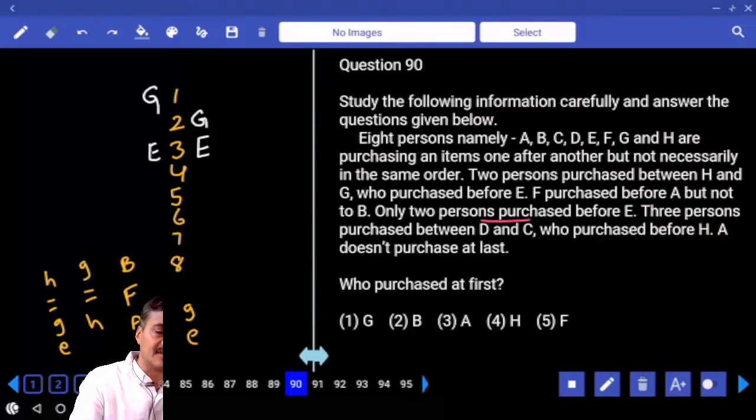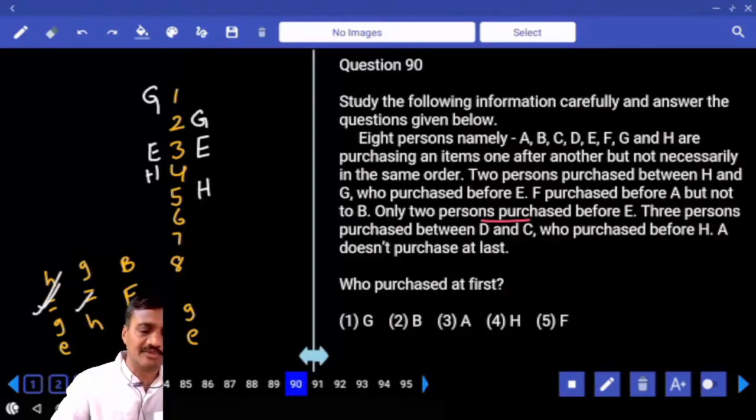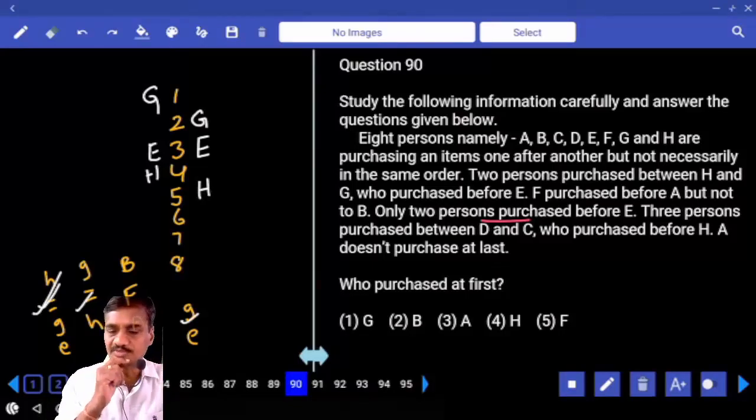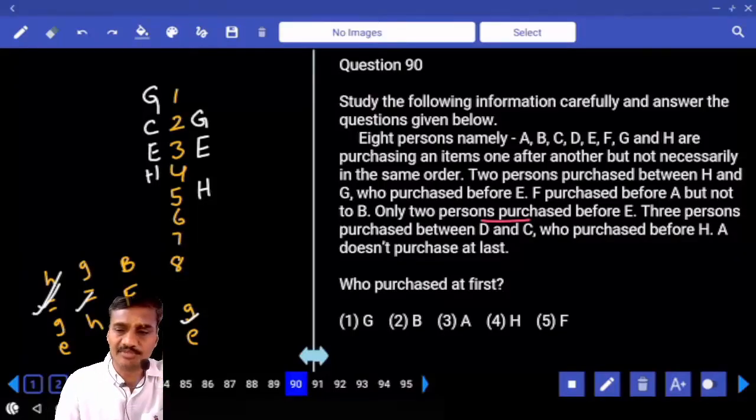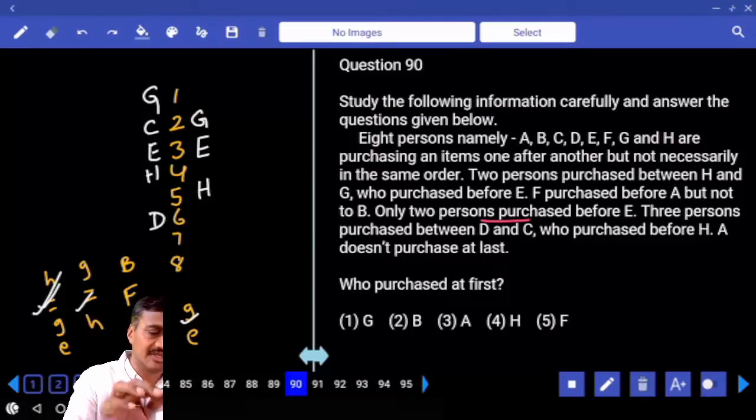Now if E is here, ఇప్పుడు ఈ ఇన్ఫర్మేషన్ between G and H, there must be exactly 2. H is here. Now in this case, between G and H is at this point. Now ఈ ఇన్ఫర్మేషన్ కూడా అయిపోయింది. Then now G is before E. And 3 persons between D and C. D and C who purchased before H. Now C purchased before H అన్నాడు కాబట్టి C ఇక్కడ. Now how many persons in between D and C? 3. 1, 2, 3. D must be at the 6th place.